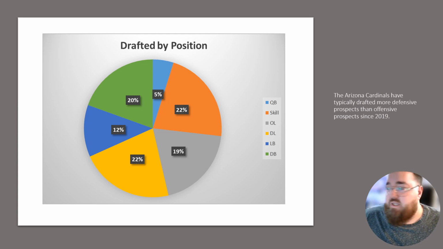Looking at draft positions, this is who the Arizona Cardinals have drafted the most based on their past performances. So quarterbacks is about 5%. Skill positions have been about 22%. 19% has been O line, 22% has been D line, 12% linebackers, and then 20% DBs. So they've mainly drafted DBs, skill position players, and defensive linemen are kind of the biggest things that they've drafted, in addition to offensive line, but not so much in terms of quarterbacks or linebackers.